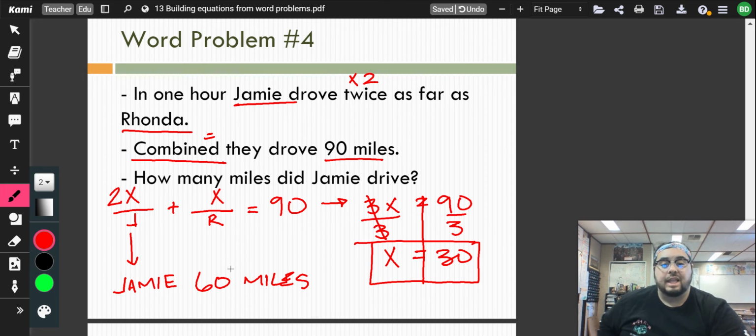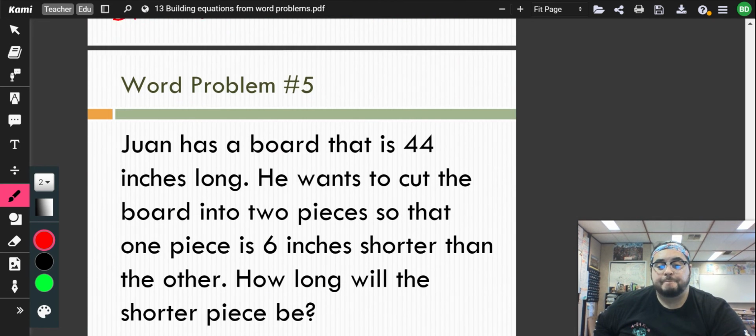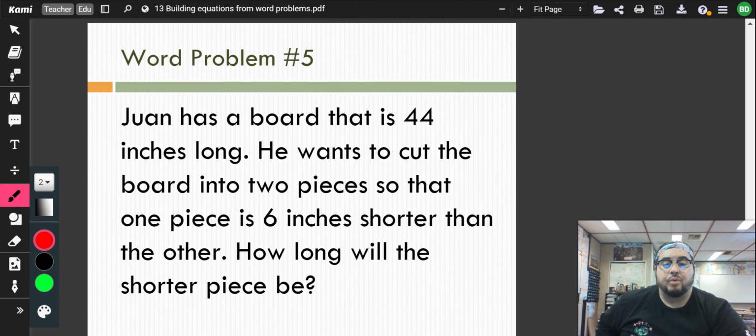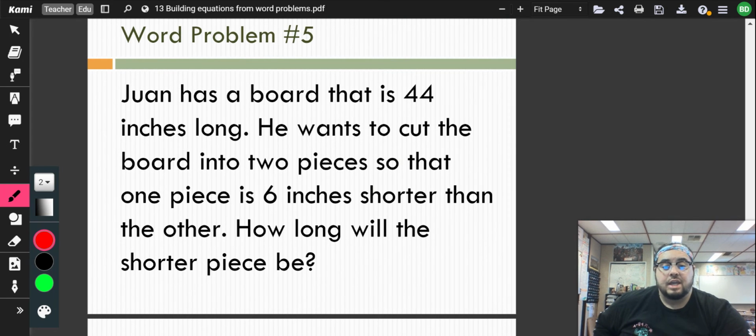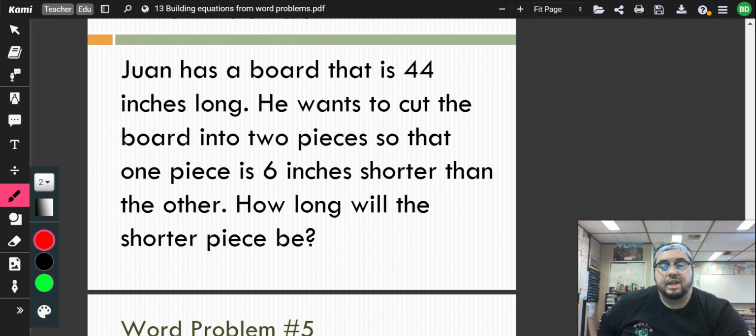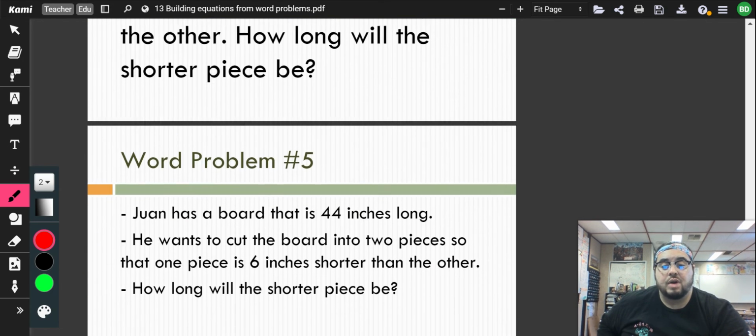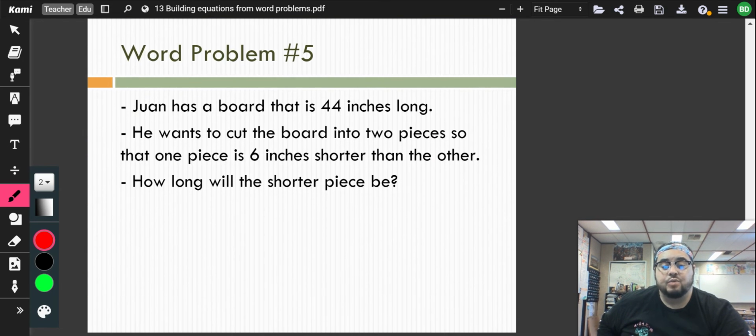Okay, last example. Juan has a board that is 44 inches long. He wants to cut the board into 2 pieces so that one piece is 6 inches shorter than the other. How long will the shorter piece be? Okay, so again, this is a situation where we have 2 unknowns, or 2 pieces of wood being cut from this piece that's 44 inches long. So Juan has a board that's 44 inches long. That's a definite. We know that.